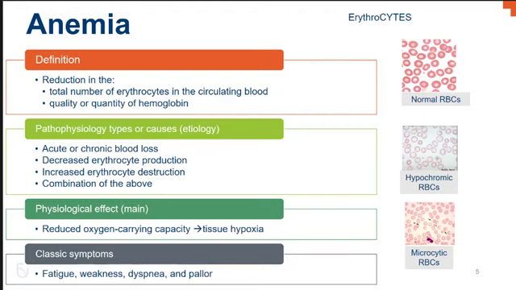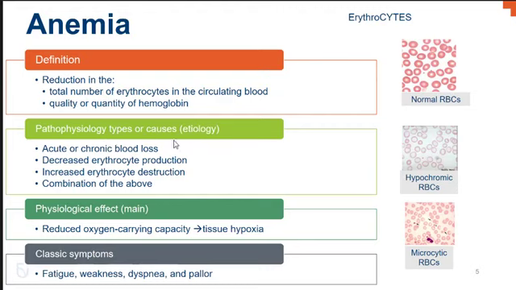So let's get talking now about the disorder anemia. The term anemia refers to a reduction in the total number of red blood cells that are circulating in the blood, or it can relate to a reduction in the quality or quantity of hemoglobin. But at the end of the day, anemia relates to our body not being able to carry enough oxygen, whether it's because there's not enough red blood cells to carry it, or the hemoglobin can't carry it to where it needs to go.